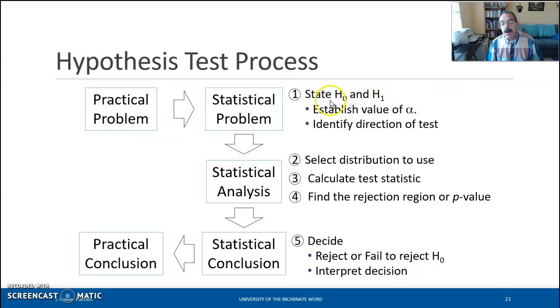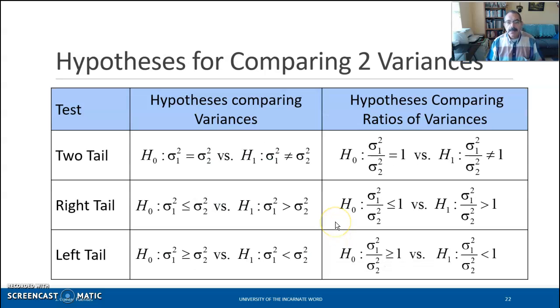So we're going to see how we are going to state the null and alternative hypothesis, and then we're going to see how to calculate what distribution to use, what test statistic needs to be calculated, and how we're going to use that test statistic and the significance level to define the rejection regions or to define a p-value. And then the decision, as before, will be the same. All right, let's look at this.